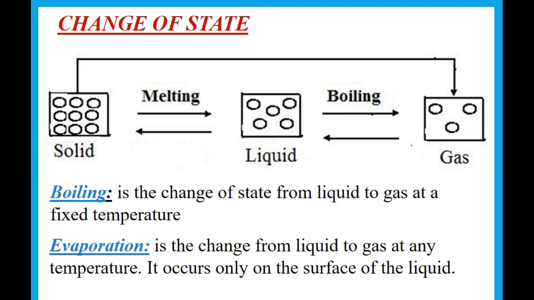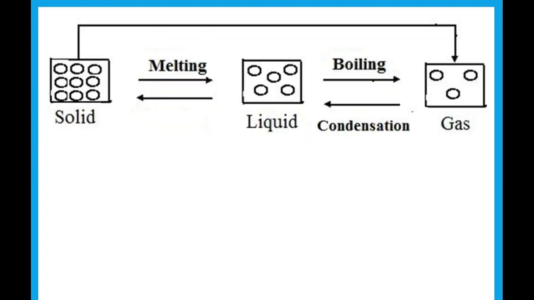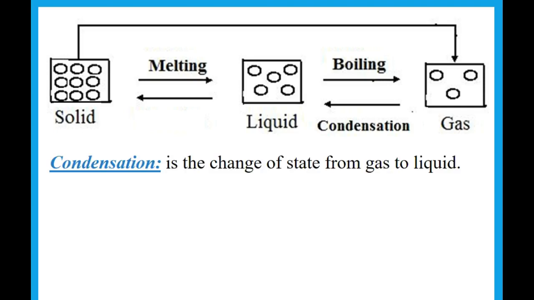And another difference is that boiling happens all through the liquid, but evaporation happens only on the surface of the liquid. Okay? What if we're going the other way around? When we cool a gas and it becomes a liquid, that is condensation. So condensation is the change of state from gas to liquid. Of course, if I say what is condensation point, how would you define that? Condensation point is the temperature at which a gas changes to liquid.